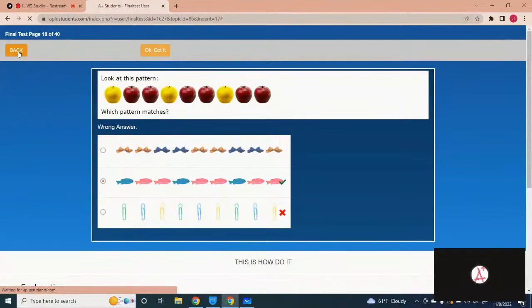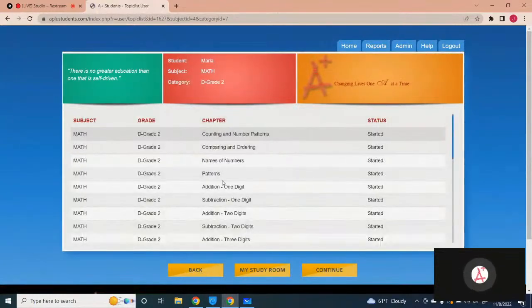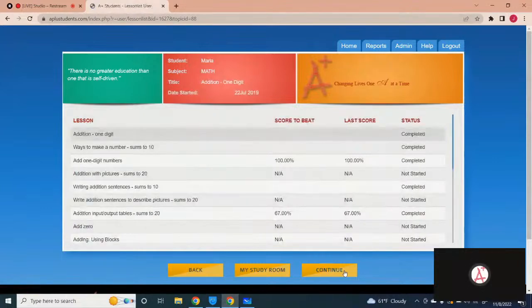Okay, you can complete the test by yourself later today. I'm just moving on to the next chapter because we are done with this chapter. So the next chapter is addition one digit. Let's start with addition one digit. Please make sure you complete the test by yourself later today. If you need more help with the topic, you can contact any tutor on this Skype. Got it? Let's start with addition one digit.